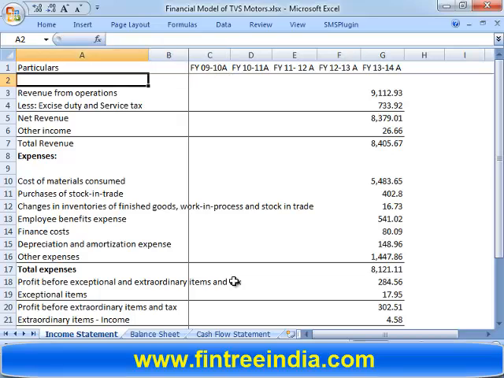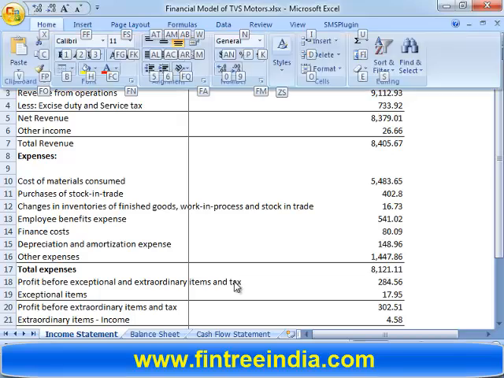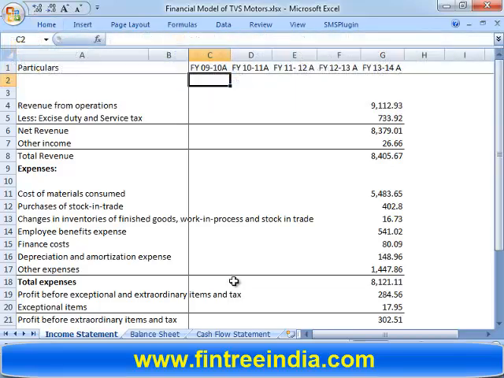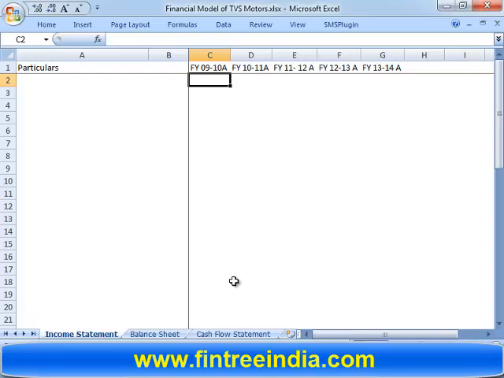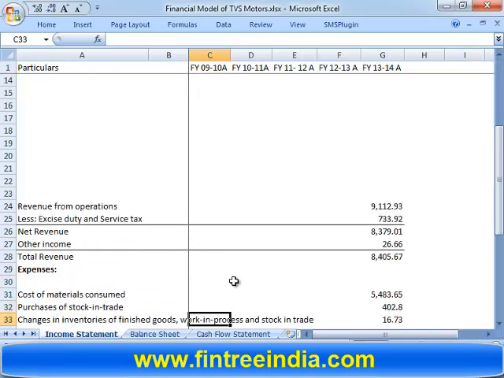So let's push this down a little. Alt HIR to insert a row. Alt HIR and then just keep on pushing it downwards, because we are going to make our own format now.